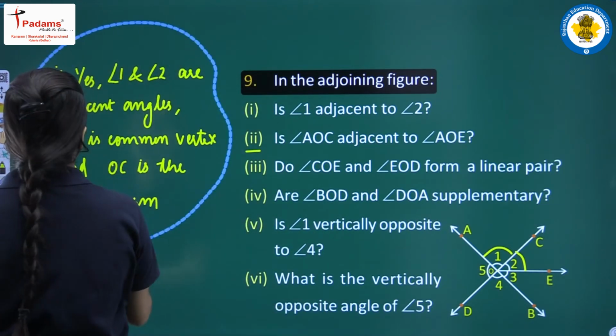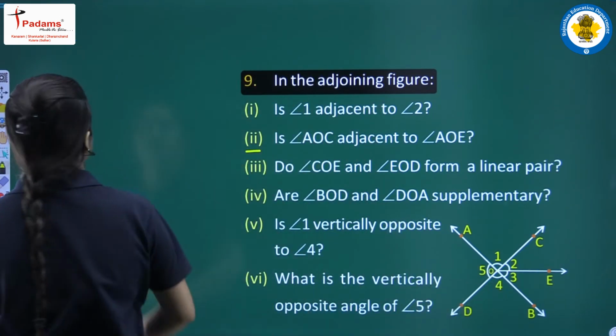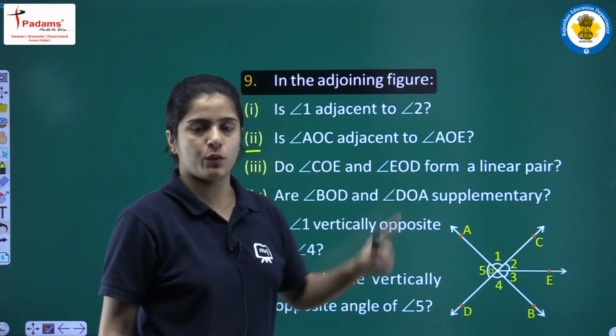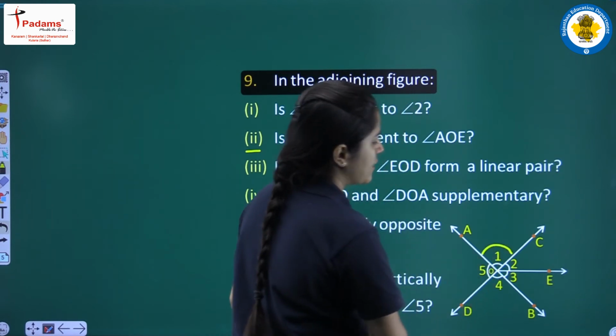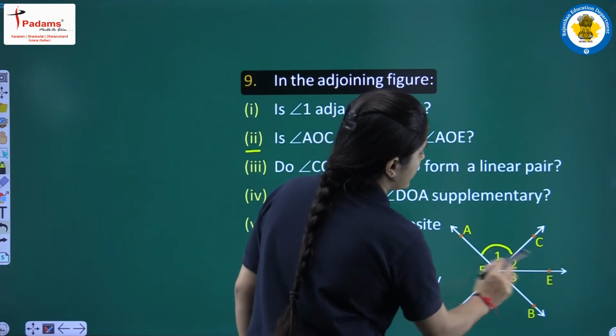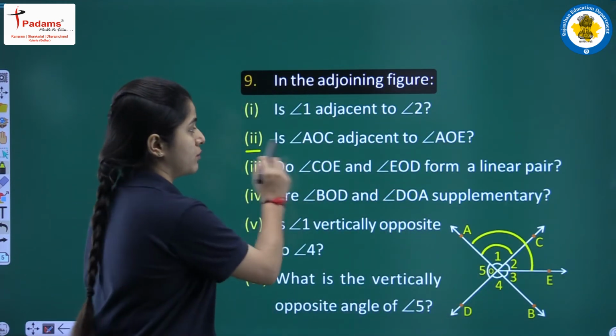Okay students, now we'll be looking at the next part, that is part 2. What is part 2 saying students? Have a look at the second part. Is angle AOC adjacent to angle AOE? Angle AOC, students, this angle is angle AOC and angle AOE. Are these two angles adjacent? It is asked from us.